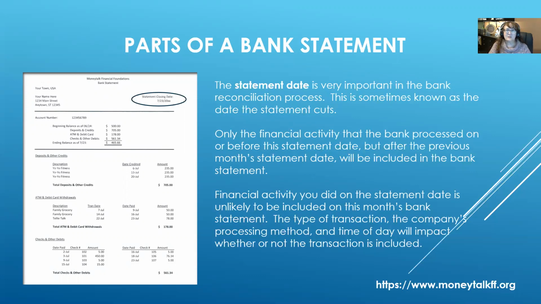So this statement closing date is July 23rd. If I went to the store on July 23rd and made a purchase, the bank probably won't get it processed that very same day, so it will not be included on this statement. It will go on next month's statement because it's based on when the bank has processed, not when I made the actual transaction.